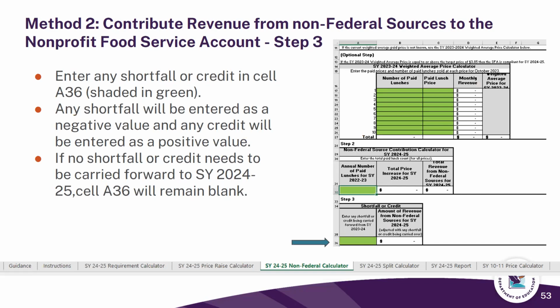Method 2, Step 3: enter any shortfall or credit in cell A36, shaded in green. Any shortfall will be entered as a negative value, and any credit will be entered as a positive value. If no shortfall or credit needs to be carried forward to school year 24-25, cell A36 will remain blank.